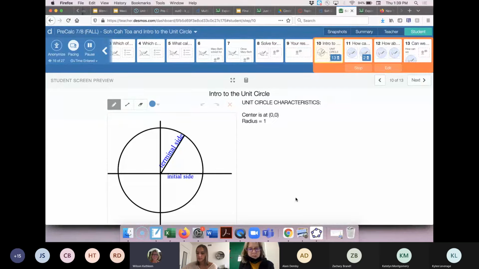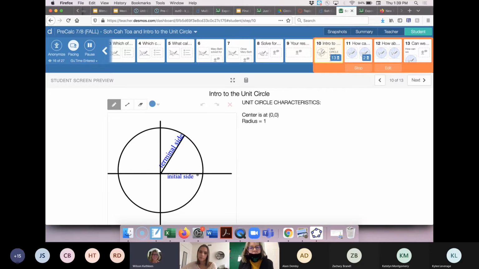Okay, so the main reason that the unit circle is called the unit circle is because the radius is 1. So it's like one single unit. The center of the circle is at 0, 0. So here's your x and your y and your x-axis. The center is at 0, 0, and the radius is 1.